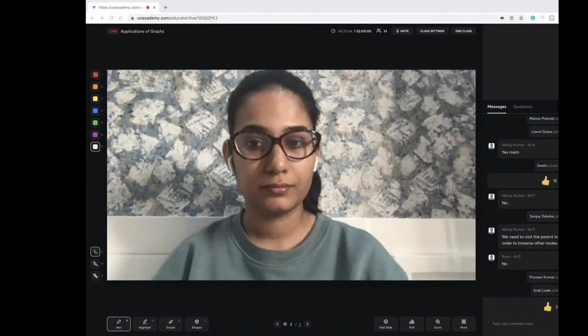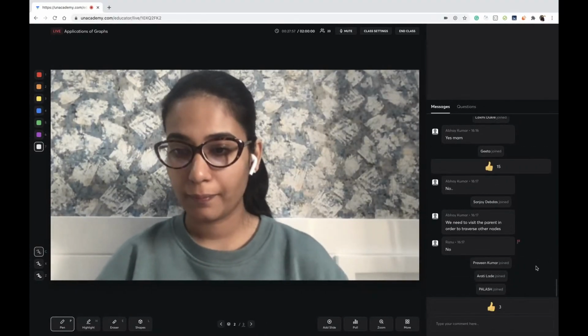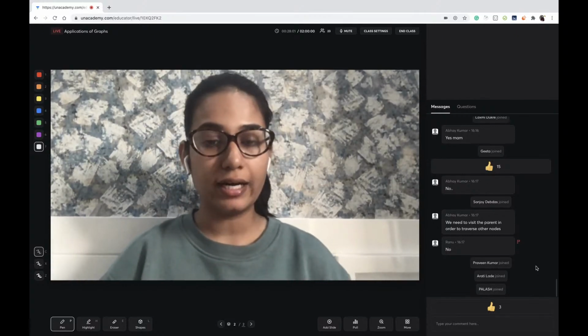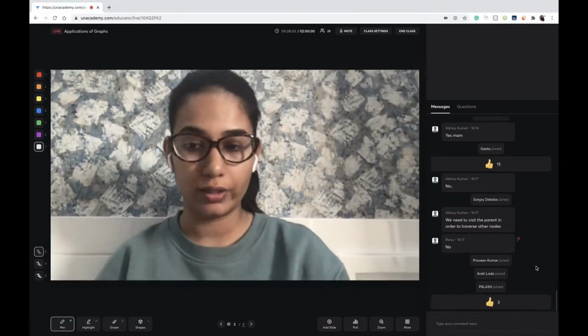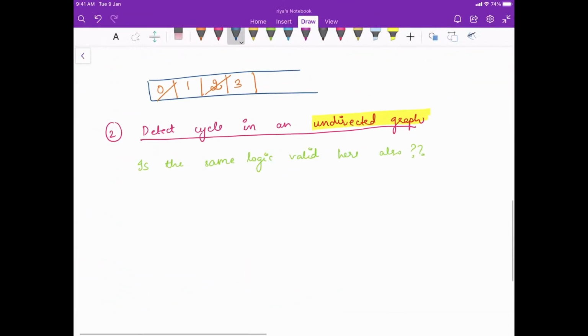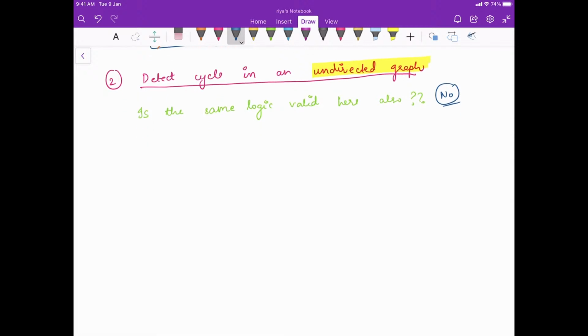Alright, let's discuss what will be the overall idea, if that approach will work or not. Let's take an example. What I can tell you is the answer to this will be no, the same approach cannot work. We need a different way to actually solve the scenario of detecting a cycle in an undirected graph. Let's take an example for that as well.